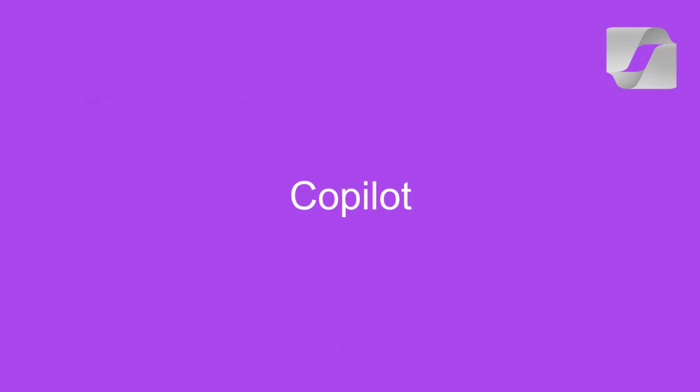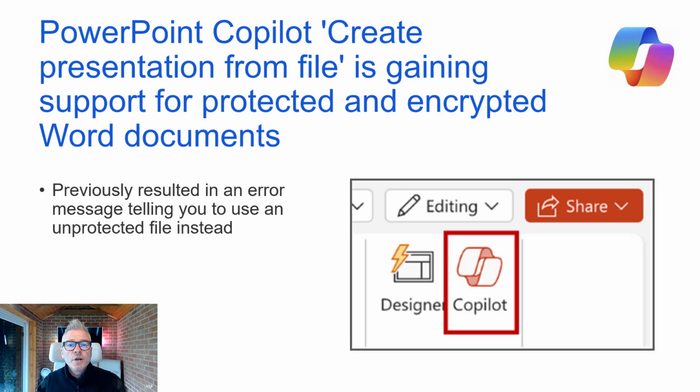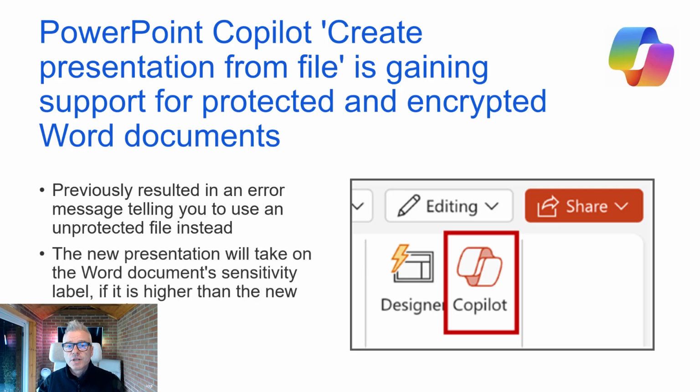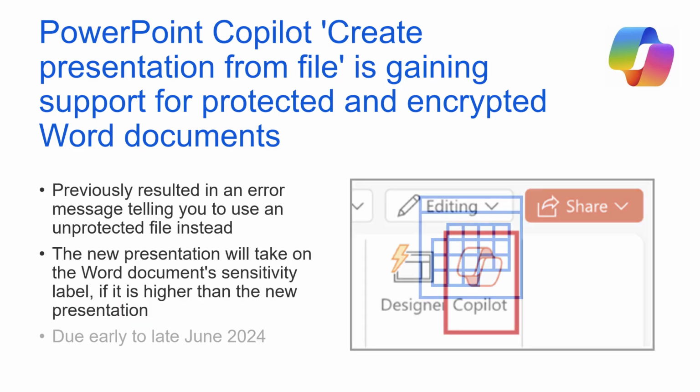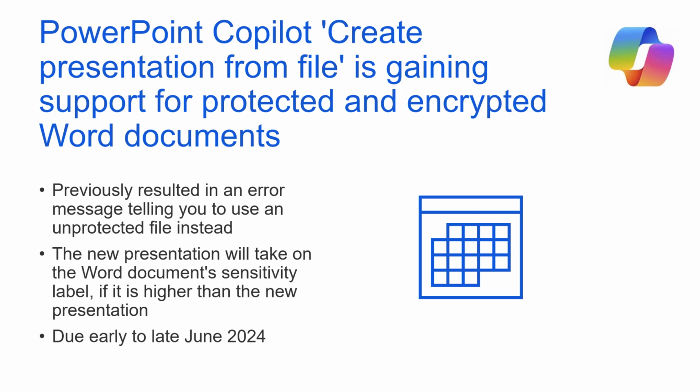Folks, we're going to start with Copilot and PowerPoint Copilot. The feature Create Presentation from File is gaining this new ability to use protected and encrypted Word documents. Before now, you'd get an error message, but that's about to change. Now, if the source file has a higher sensitivity level than the presentation you're using, then the output will gain that higher sensitivity level from the Word document in the source. Hopefully that makes sense. Folks, that is due early to late June this year.